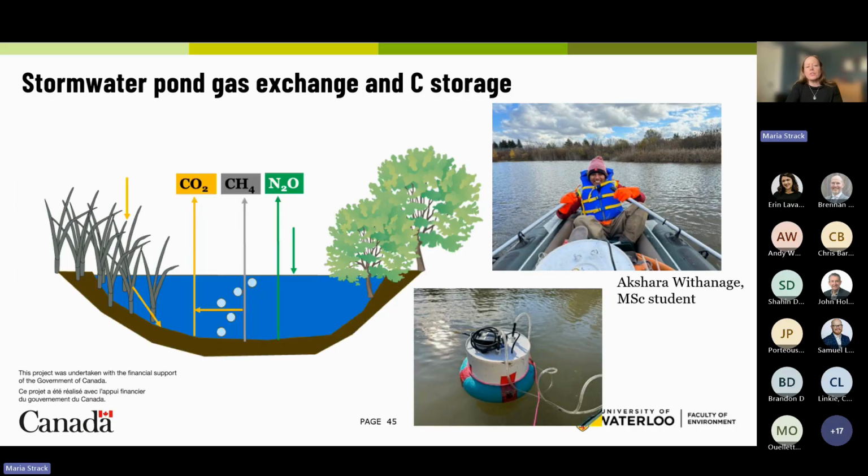And so we wanted to understand whether these stormwater management ponds were also providing some of that climate regulation function that we were seeing in natural wetlands. This is some work from a project on municipal planning that's funded by Environment and Climate Change Canada, and the work of my former master's student, Akshara Withanagay, who went around to 24 ponds in the Waterloo region and measured their greenhouse gas emissions with floating chambers like you see in the picture here.